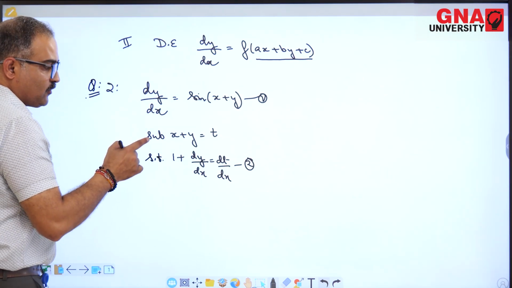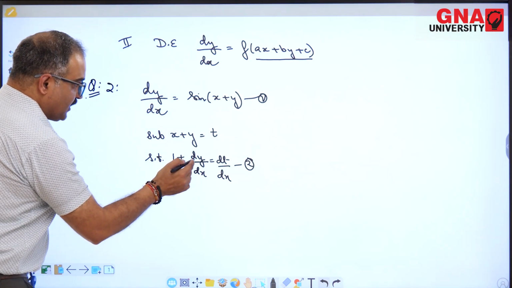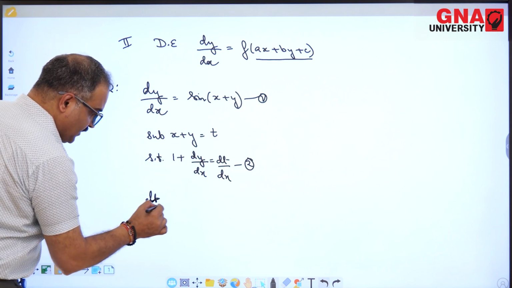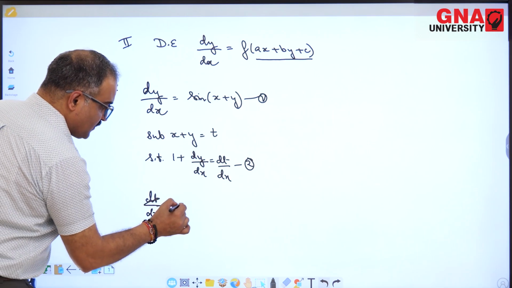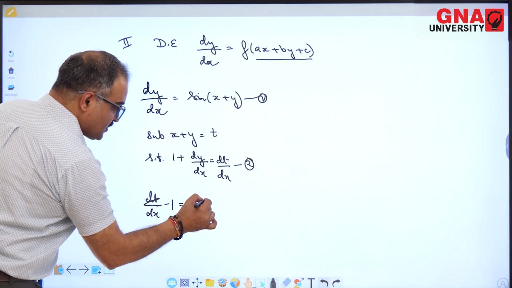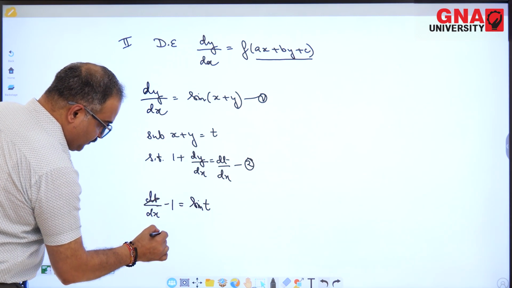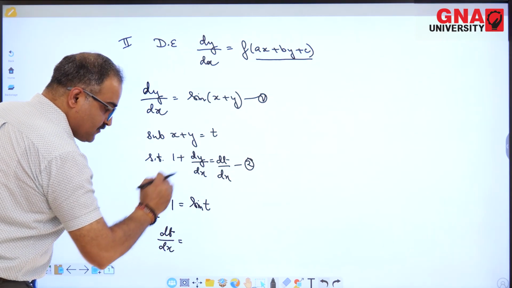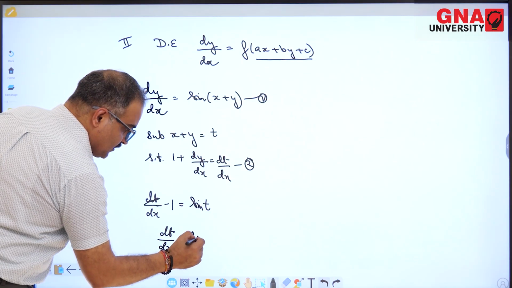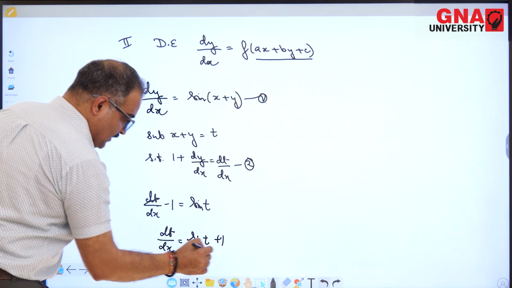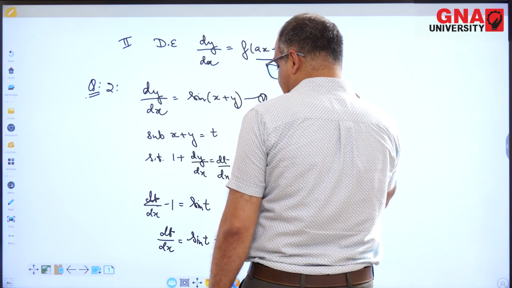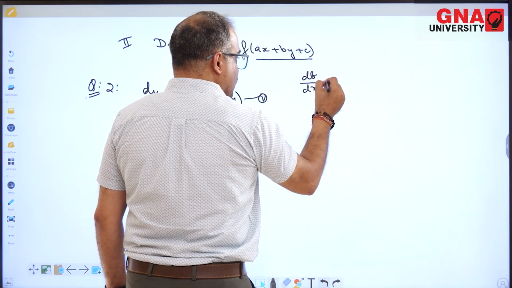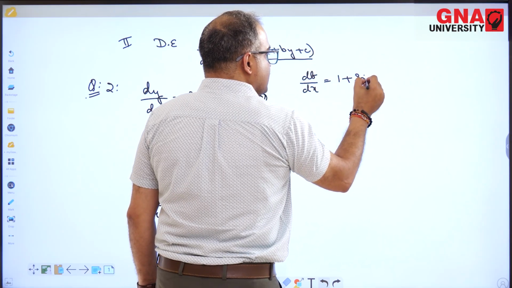So substituting the value from equation 2 in equation 1, dy by dx will be dt by dx minus 1. So dt by dx minus 1 is equal to sine of t. Or what we can do, I'll take this minus 1 to the other side, so it will be sine of t plus 1. That means we have dt by dx is equal to 1 plus sine t.